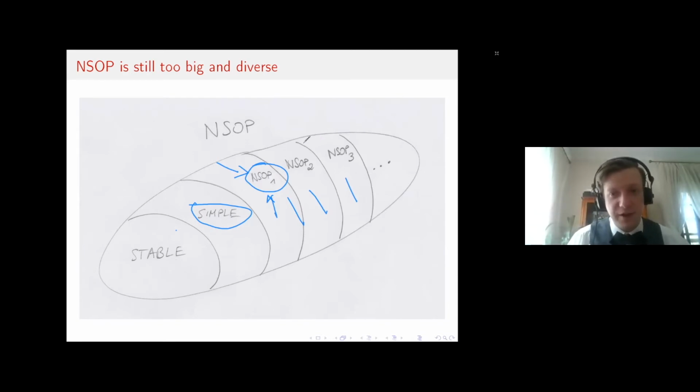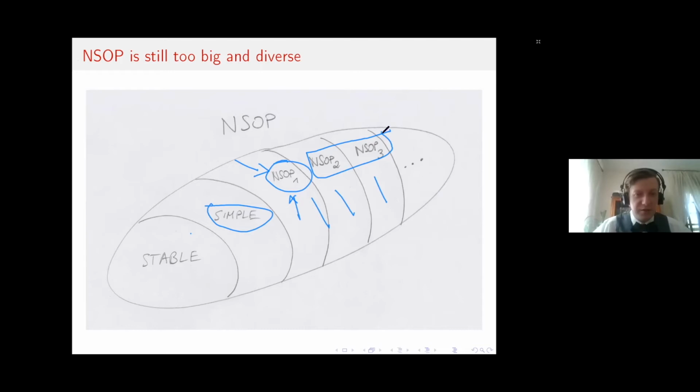However, for the higher NSOPs, this hierarchy here, there is no good notion of independence. Maybe in NSOP3 you have this free amalgamation, but that's some minor thing. And we are at this moment where our axiomatic approach works, but it's quite difficult, and it works only to some level. If you want to go beyond it, then there are some problems.